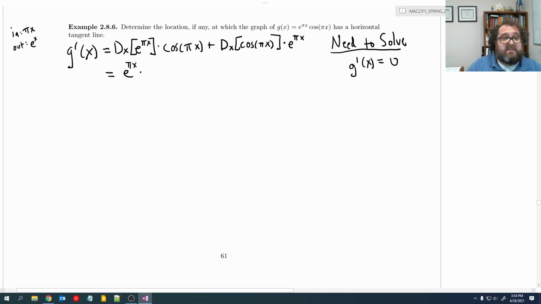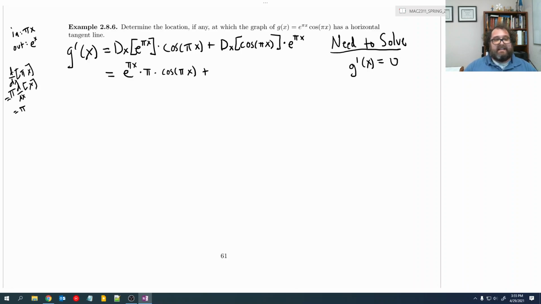What's the derivative of the inside function, the derivative of pi x? Remember, pi is just a constant. So we have constant times a variable. You can factor out that constant multiple, and you have pi times the derivative of x, which leaves you with just pi. So times pi. Of course, times the cosine pi x that was there already. Plus, okay, now we need to take the chain rule derivative of cosine pi x. So let's identify the outside and inside function.